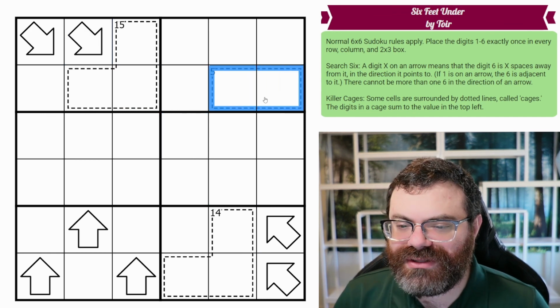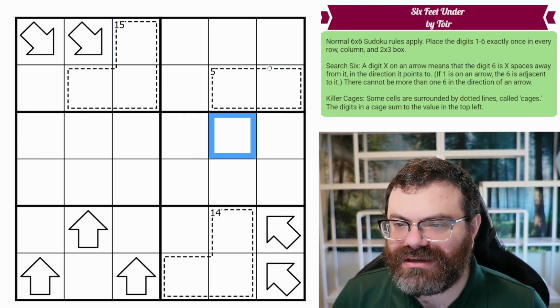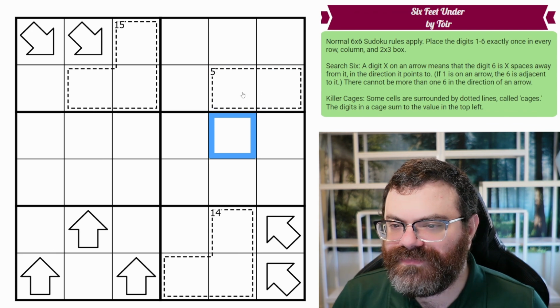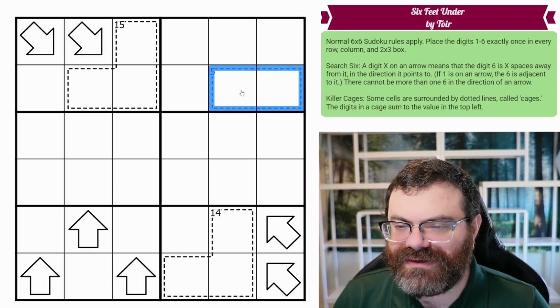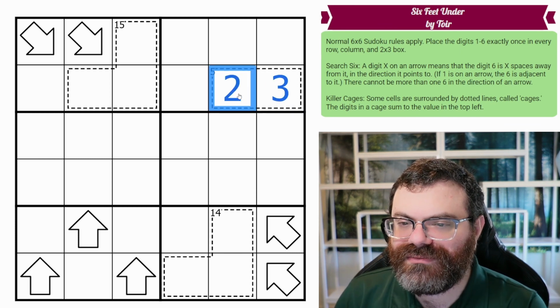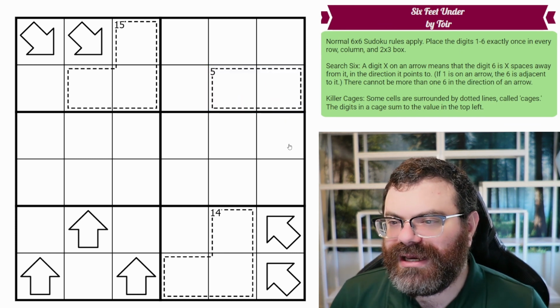Additionally, we have killer cages in the grid. That's these cells with the dotted lines around them and the clue in the top left. Digits in the cage sum to the value in the top left. So this could be, say, 2, 3, which adds to 5. And those are the rules.